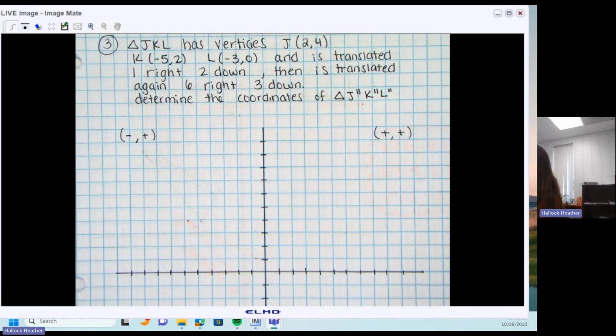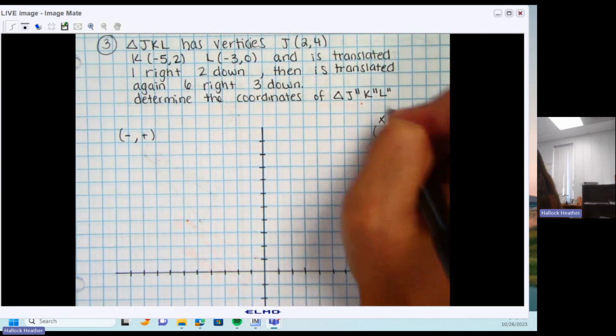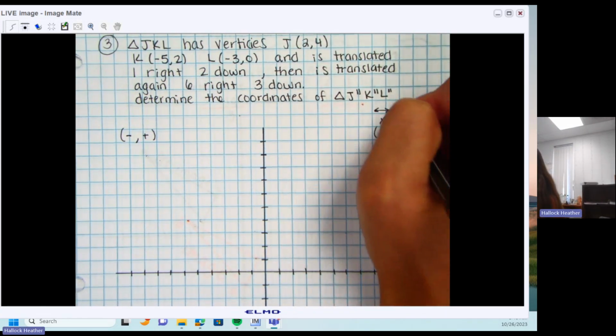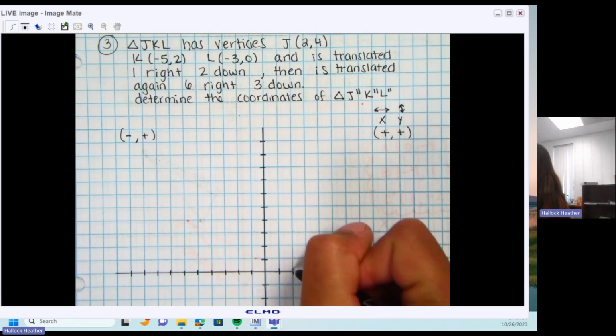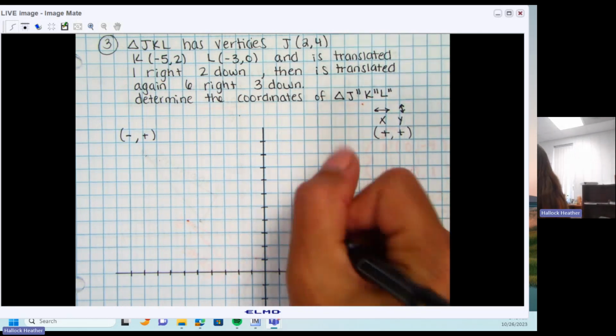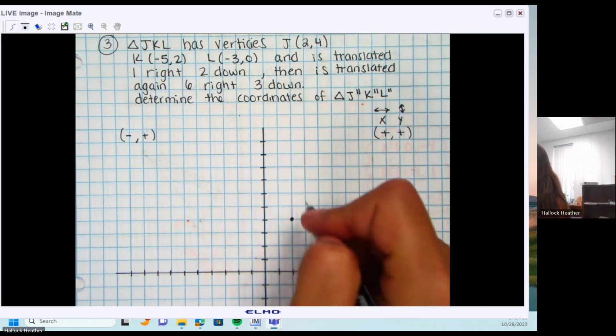the first value is the x, and then the second value is your y. So it's side to side, and then up or down. So for J, (2, 4) should end up in quadrant 1. So over 2, up 4: 1, 2, 3, 4. And then I'm going to label it J.